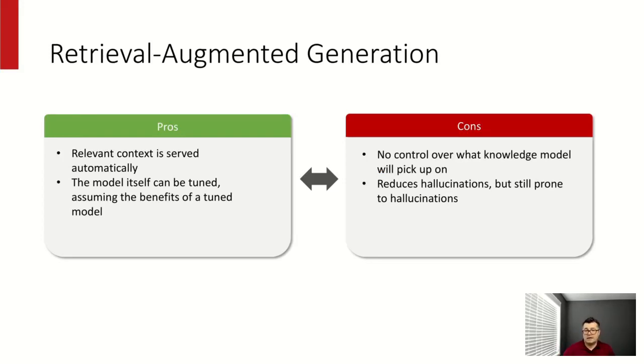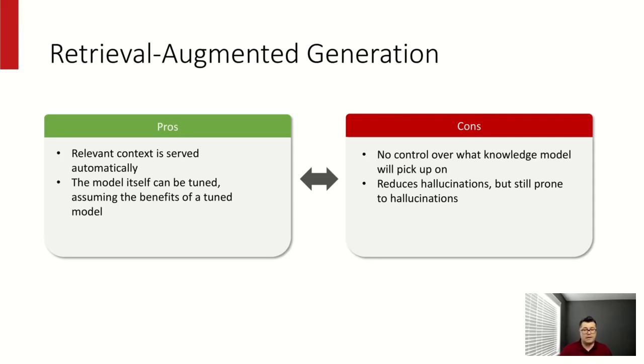The benefit of that is you get an automated pipeline to create these prompts, and you might even pull in a fine-tuned model, but you still don't have full control over the knowledge that is utilized in coming up with the response. Hallucinations are reduced, but they're not eliminated.